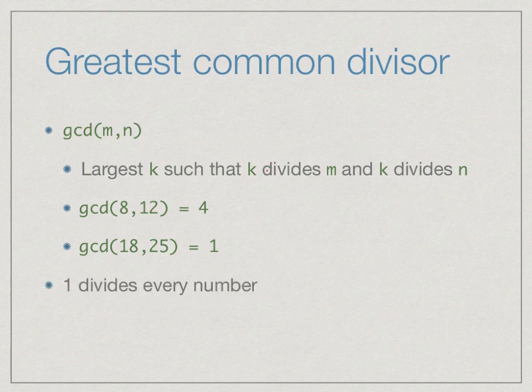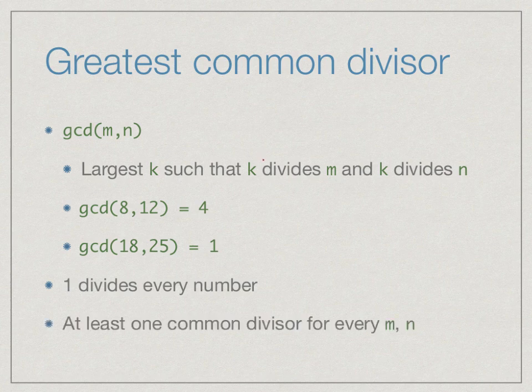Since 1 divides every number, as we saw in the case of 18 and 25, there will always be at least one common divisor among the two numbers. So the GCD will always be well defined. It will never be that we cannot find a common divisor. And because all the common divisors will be numbers, we can arrange them from smallest to largest and pick the largest one as the greatest common divisor. So given any pair of positive numbers m and n, we can definitely compute the GCD of these two numbers.